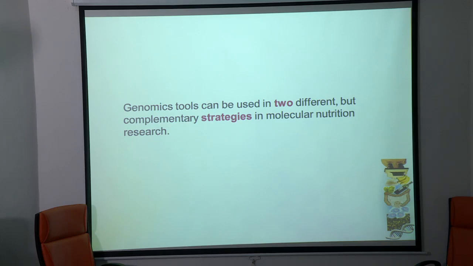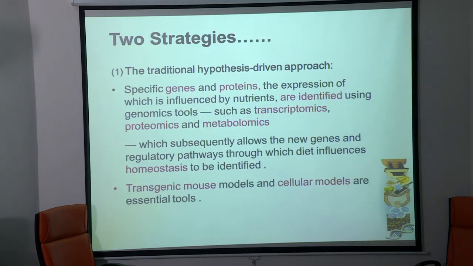Now these functional genomic tools can be used in two different and complementary strategies. Either by a traditional hypothesis-driven approach, where specific genes and proteins, the expression of which is influenced by the nutrients, are identified through the functional genomic tools. These are the tools which are used. And subsequently, you get to know new genes and the understanding of the regulatory pathway through which the diet is influencing the cell homeostasis. And you can use such kinds of models to test those changes which are produced as a result of the nutritional intake.